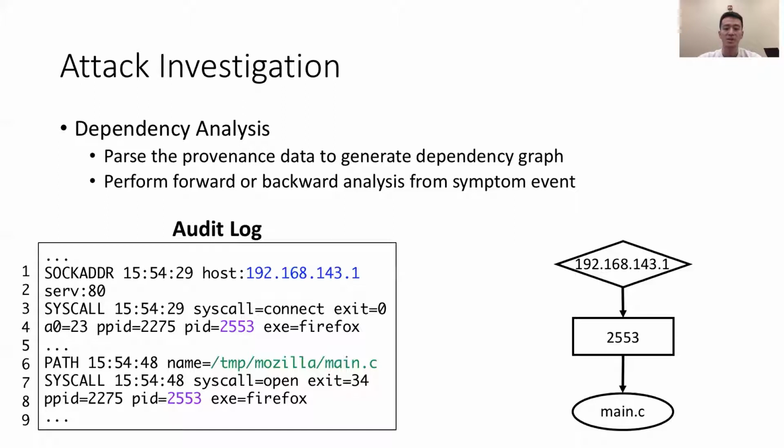The nodes represent the system objects and subjects, and the edges represent the causal relationships. If the file main.c is identified as a symptom event, we can start from main.c to perform backward analysis. Finally, the IP address is identified as the root cause.